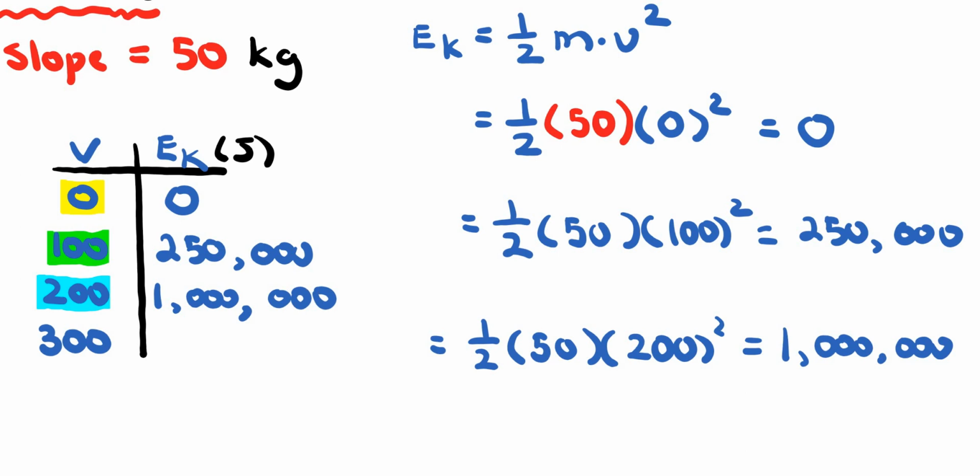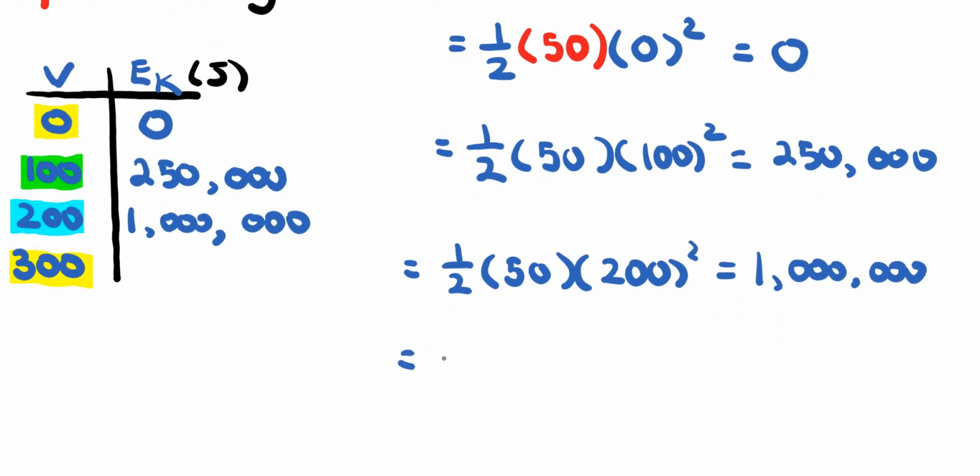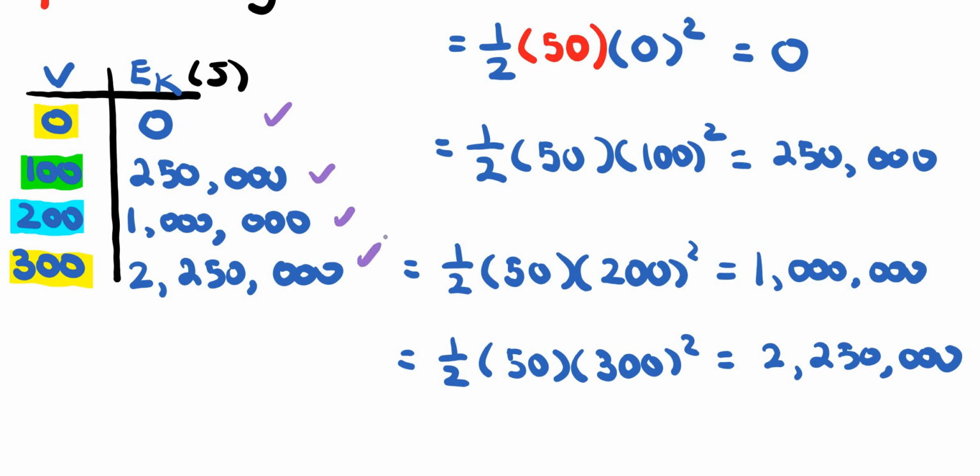All right, and then finally we just now plug in our speed or velocity of 300 here. So it'll be 1/2 times 50 times 300 all squared, and this gives us another massive number here, over 2,250,000 joules. So 2,250,000 joules. All right, and basically we can just do our best to plot these 4 points, and then we should be finished this particular example.